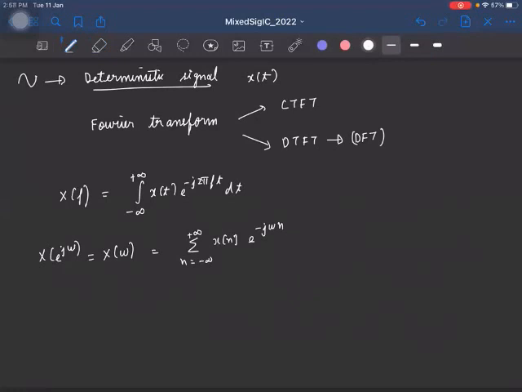So one thing I want to remind you is that, let's say this is my f axis, and this is the Fourier transform of a signal x of f. Say at some frequency f naught, the value here is a naught. This does not mean that the continuous time signal x of t has a sinusoid at a frequency f naught with a strength a naught.